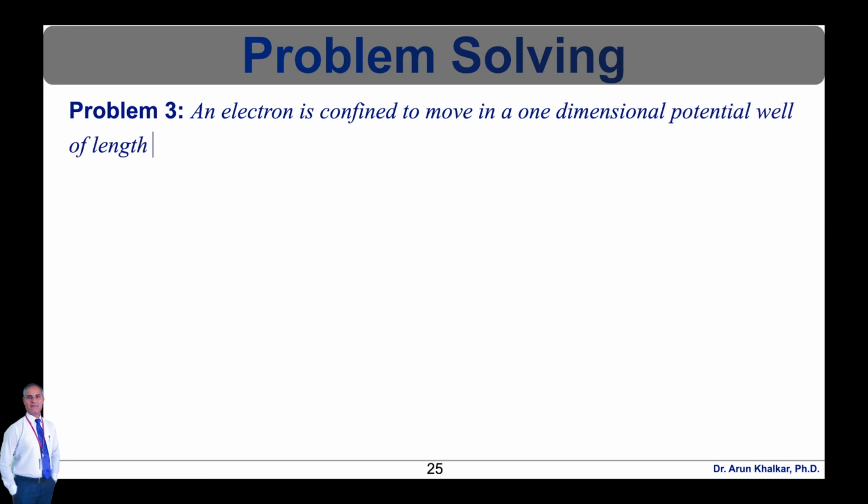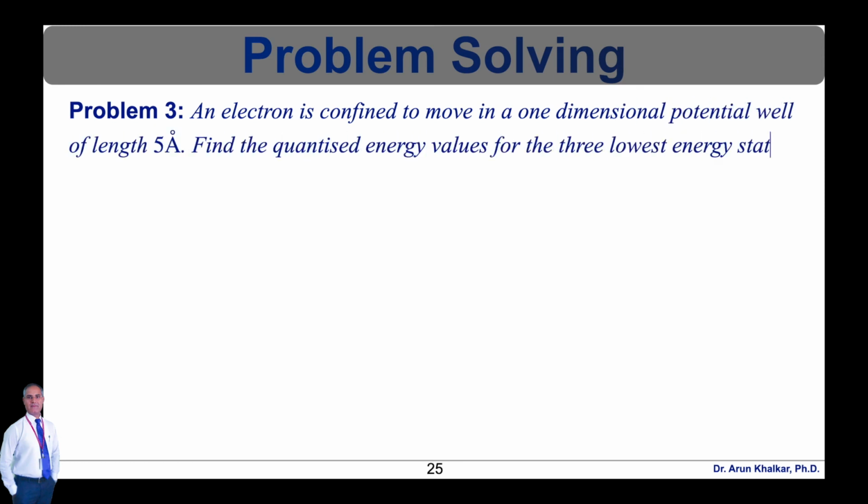Now let's see problem number 3. An electron is confined to move in a one-dimensional potential well of length 5 angstrom unit. Find the quantized energy values for the 3 lowest energy states. Express the result in electron volts. So the solution for this problem is as follows.